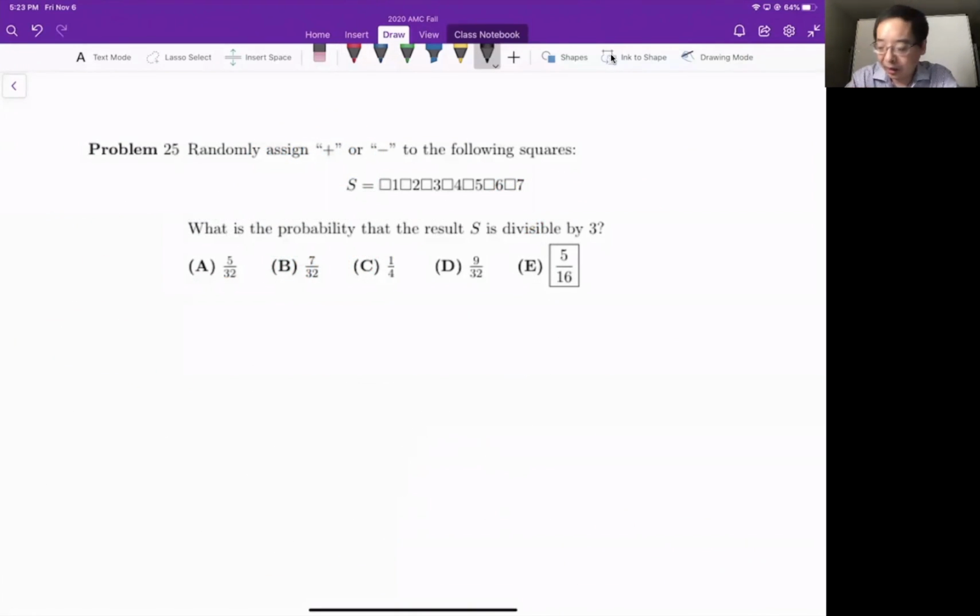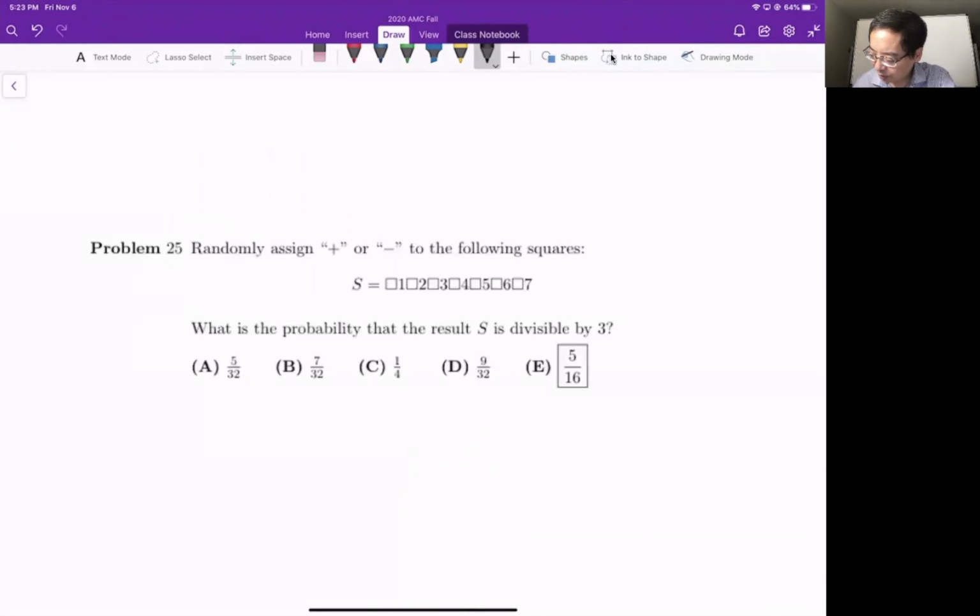Problem number 25. Here we have 7 numbers, 1, 2, 3, 4, 5, 6, 7. There's a box in front of each of these numbers. What we do is randomly assign plus or minus to the boxes. The question is, what is the probability the resulting number after you assign plus or minus is divisible by 3?